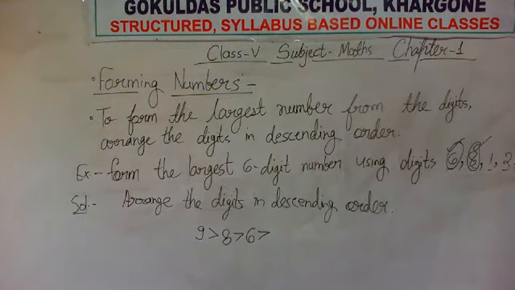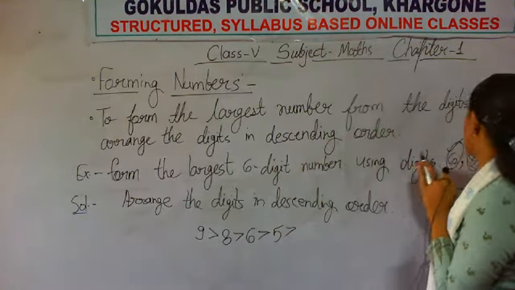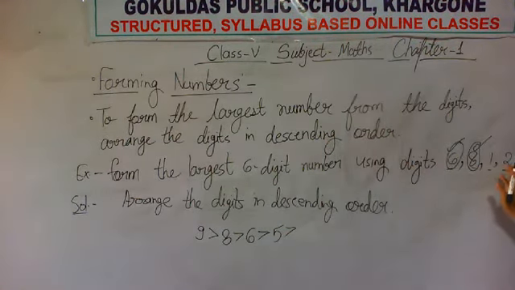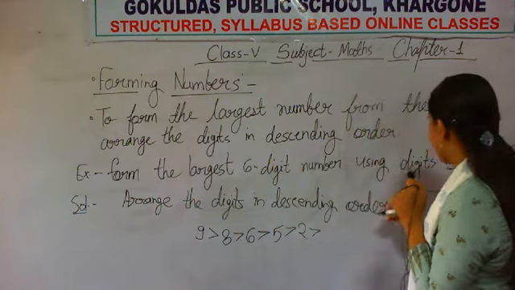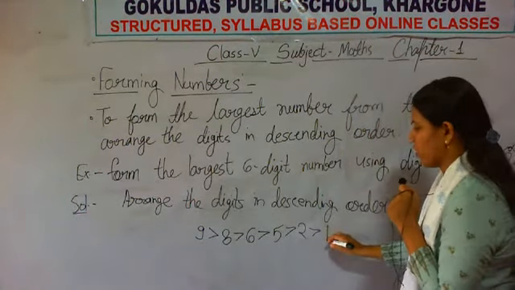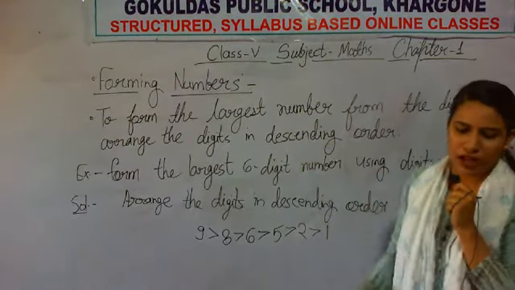Also now 3 digits are left. And here you will write the largest digit out of these 3, that is 1, 2 and 5. Which one is largest? 5 is largest. So write 5. Then which one is largest out of 1 or 2? Obviously 2 is largest. So write 2. Then the last digit is 1. So you arrange all the numbers in descending order to form the largest number.